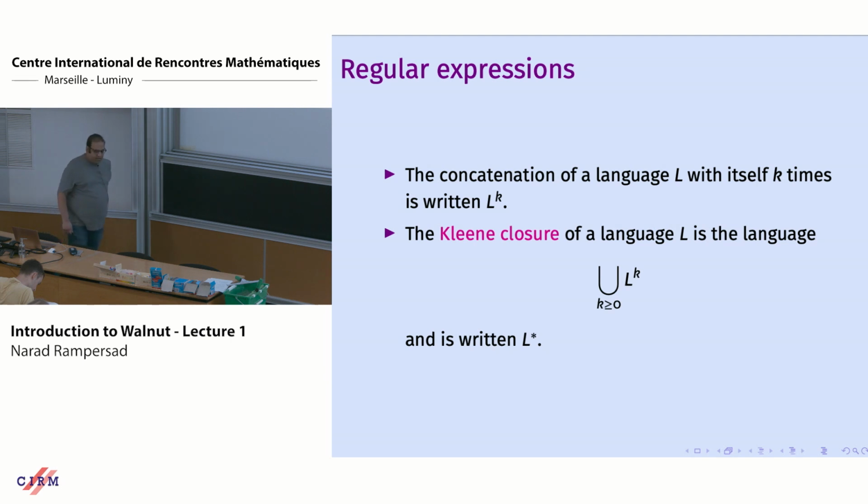And lastly, the Kleene closure. So if you take a language and concatenate it with itself, and then again with itself, and again with itself k times, we write that L to the power k. And then if you take the union of L to the power k over all k, that union is called the Kleene closure and is written L star.